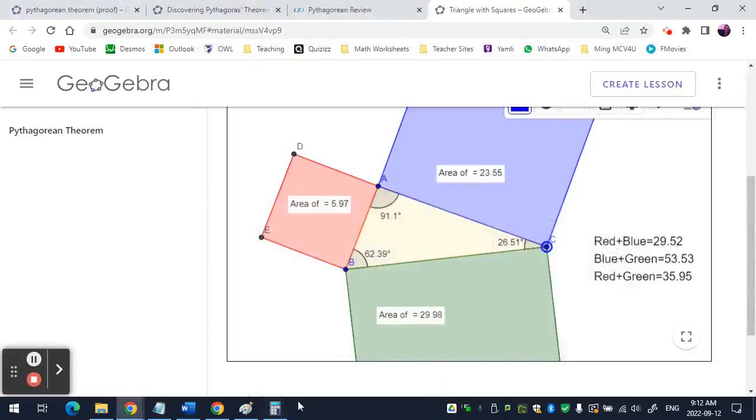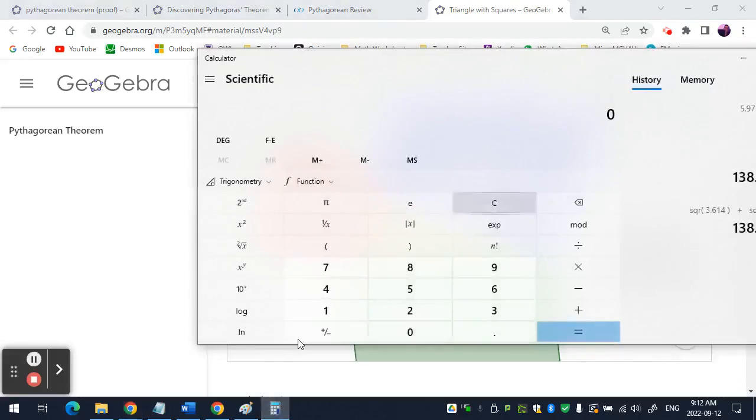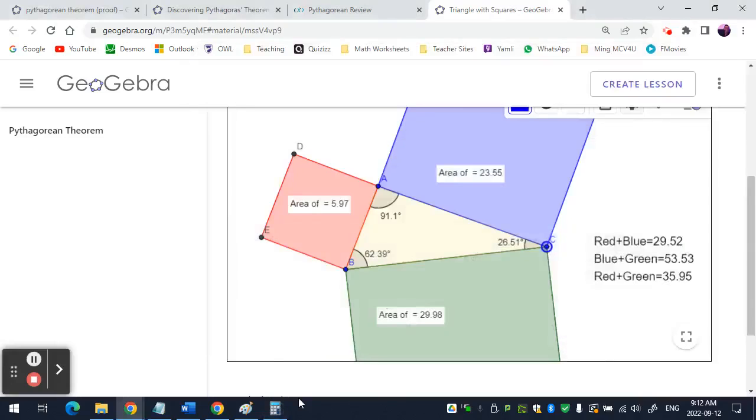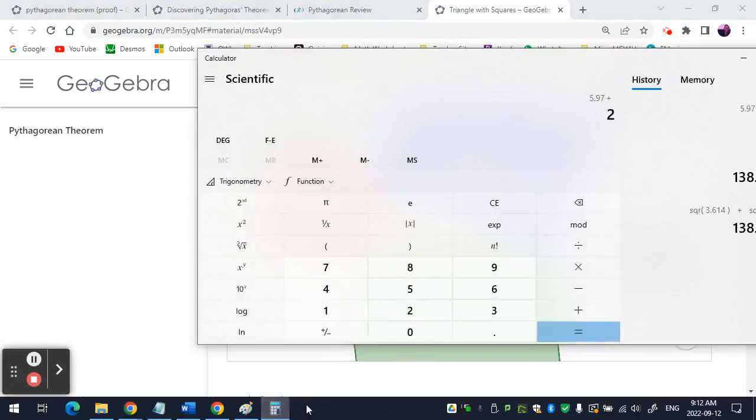Here it is. What's the area of the small one? Still 5.97 because I didn't change it much. Actually, I didn't change it a lot. 5.97 plus what? This guy is 23.55 plus 20. Sorry, was it 23.55?